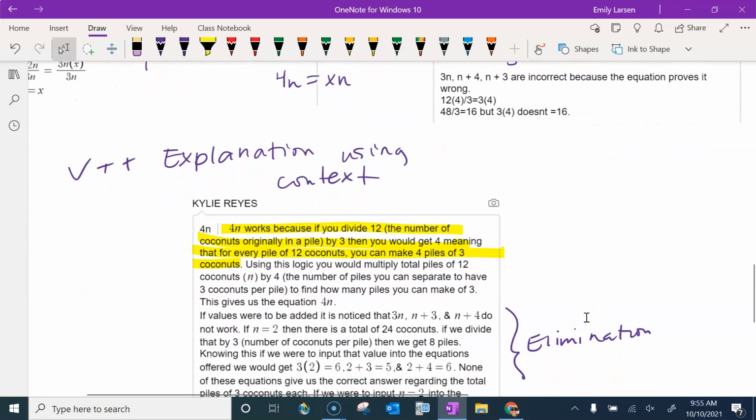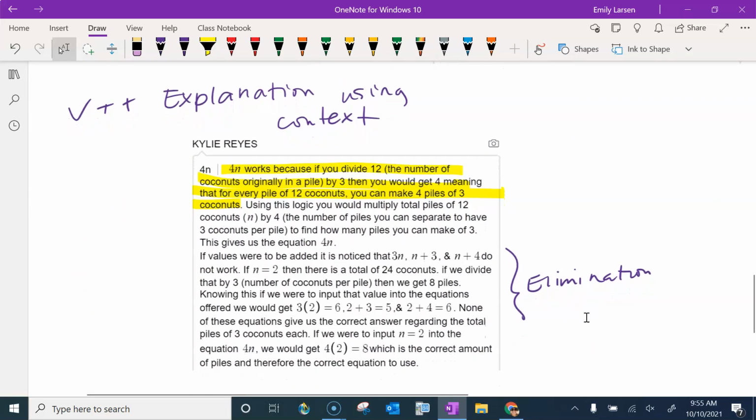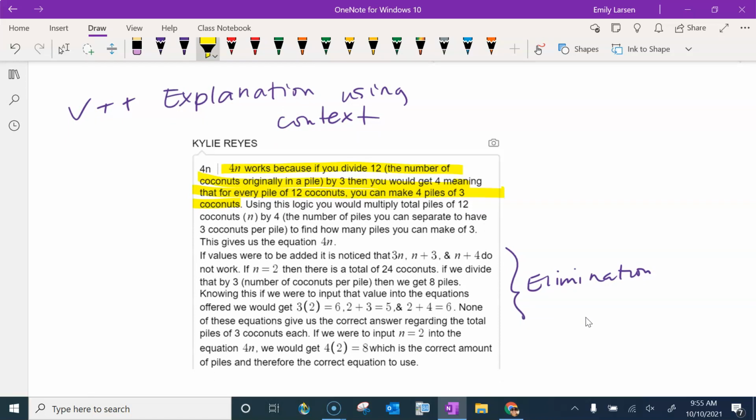And here's a really good one that really uses the context of the problem. 4n works because if you divide 12, the number of coconuts originally in a pile, by 3, then you would get 4, meaning that for every pile of 12, you can make 4 piles of 3. Okay, this sentence right here is really useful in understanding what that 4n represents. And then they do their elimination, but I wanted to point that out. So that's it.